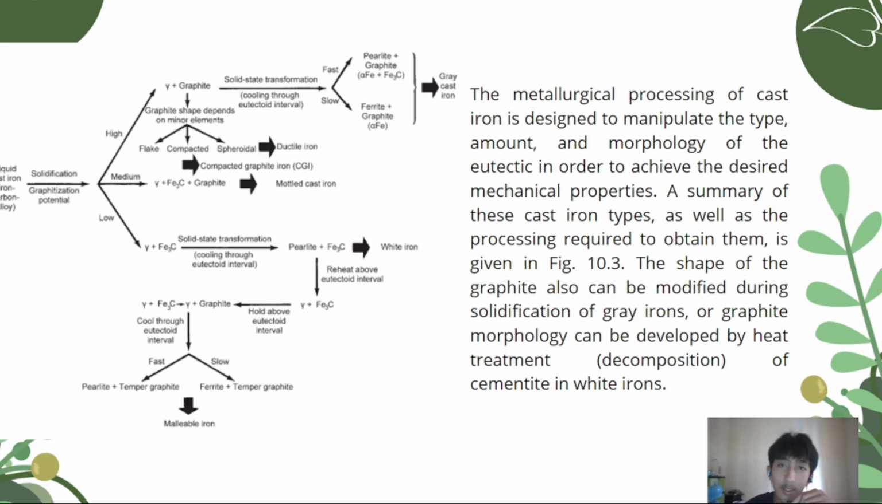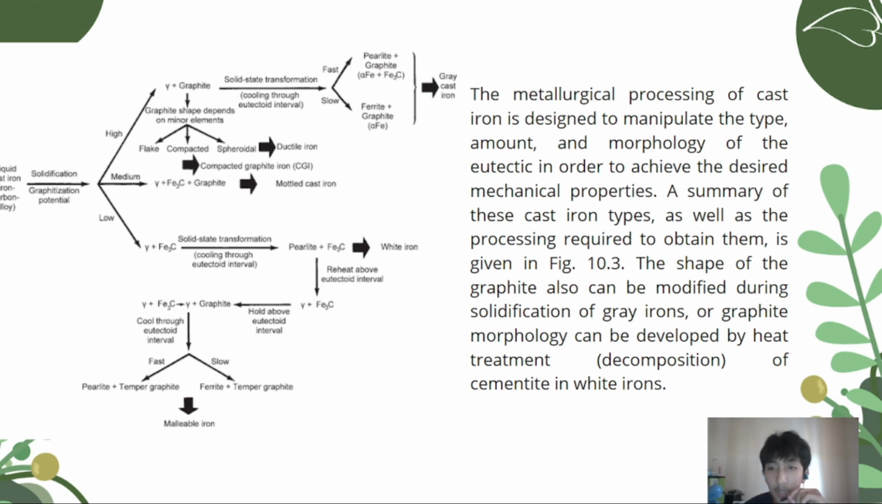Next, the metallurgical processing of cast iron is designed to manipulate the type, amount, and morphology of the graphite in order to achieve the desired mechanical properties. A summary of the cast iron types, as well as the processing required to obtain them, is given in this picture. Okay, the shape of the graphite can also be modified during solidification of gray iron.